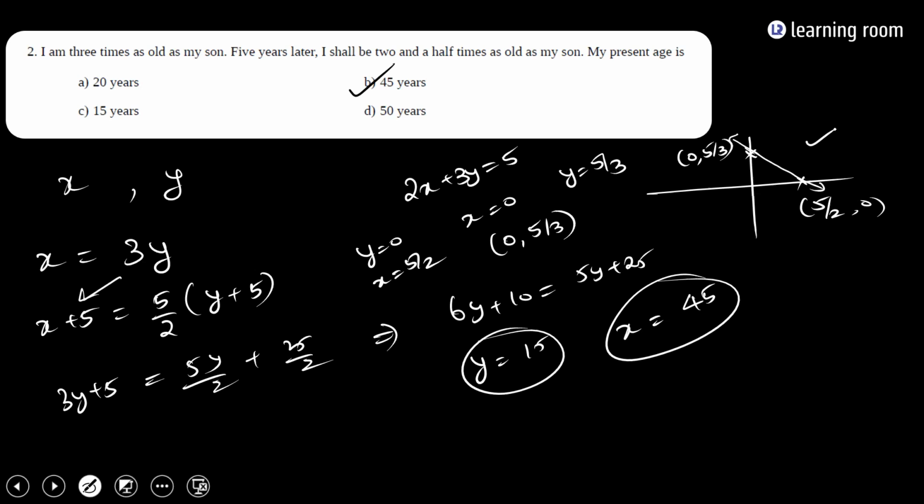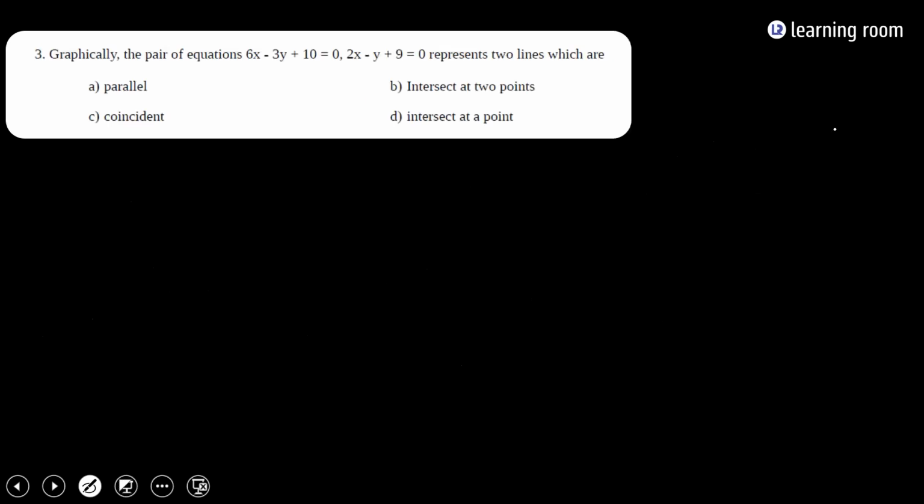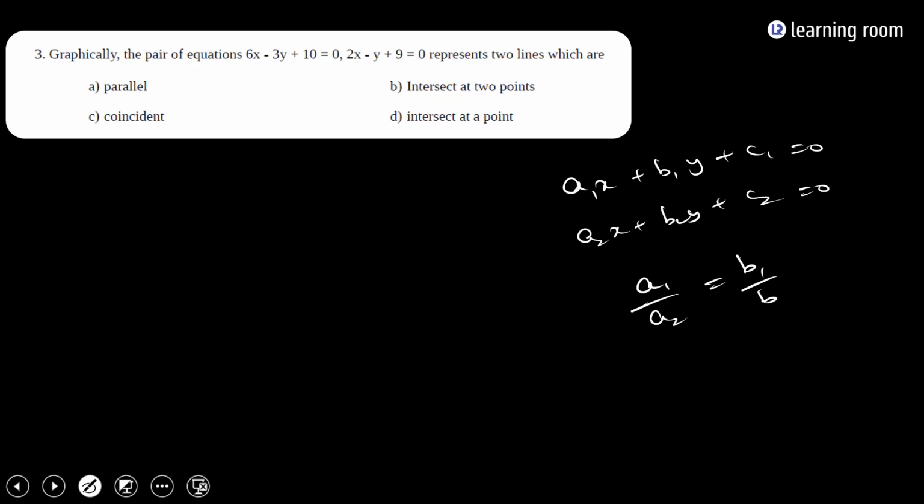Shall I proceed to the next slide? Yes, sir. Graphically, the pair of linear equations represent... Now tell me one thing, if there are two equations, A1x plus B1y plus C1 is equal to 0 and A2x plus B2y plus C2 is equal to 0, right? When will they become intersecting lines? When A1 by A2 is not equal to B1 by B2, they become intersecting lines.